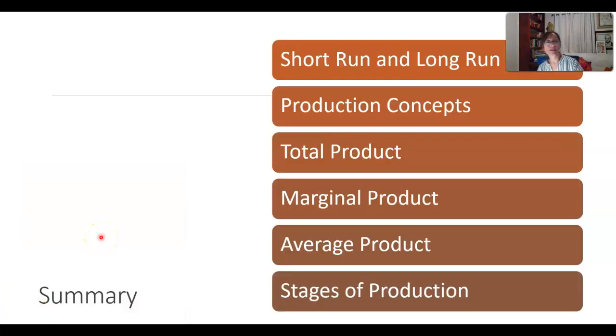Okay, so the concepts that we talked about are short and long run. We talked about production concepts: total product, marginal product, average product, and stages of production. Next we're going to talk about cost. So stay tuned.